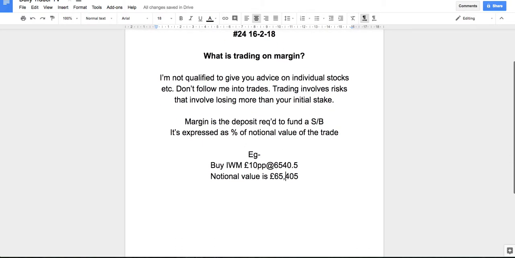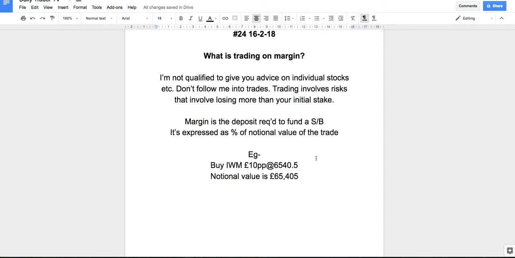So let's just recap. Margin is the deposit required to fund the spread bet. If we were buying IWM in this example, it would cost us £65,000 if we bought the shares. Most people don't have £65,000 to take a position in one trade. So spread betting allows you to trade on margin, meaning that the spread bet company is effectively giving you a loan, is the way to think about it. But you have to put up a deposit to take that bet.